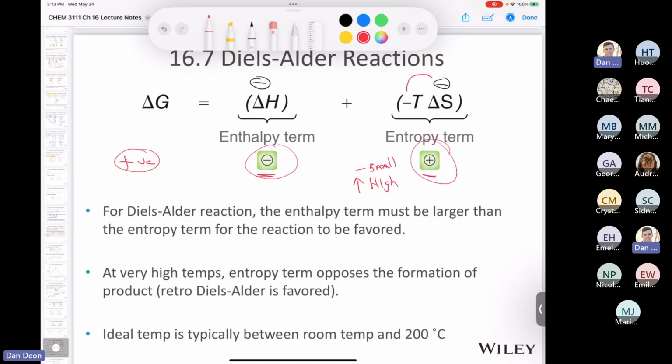Give me a thumbs up if that makes some sense to you. Anybody with me on that, with the whole idea? Okay, cool. All right, just a little bit of Gen Chem 2. Actually, I guess that's Gen Chem 1 and Gen Chem 2. So if you're wondering, what's a good temperature? The ideal temperature for a Diels-Alder is usually between room temperature and 200 degrees Celsius. Past 200 degrees Celsius, you're usually going to get the retro Diels-Alder reaction.